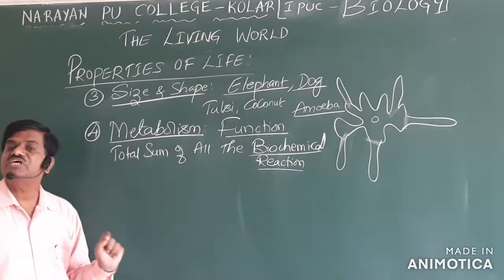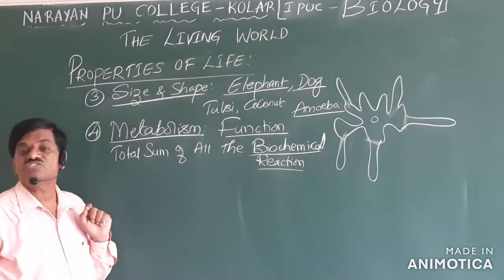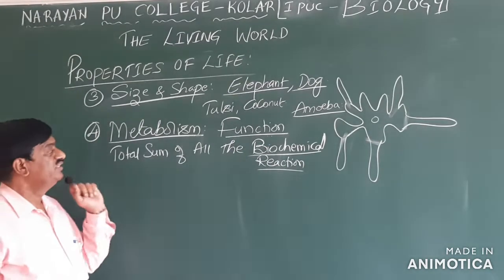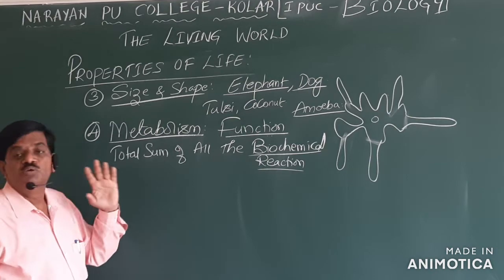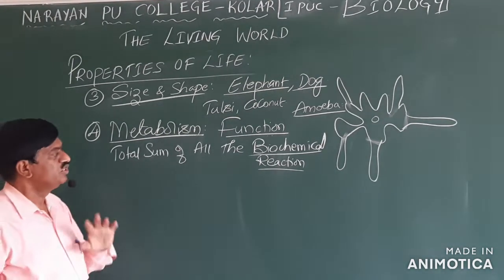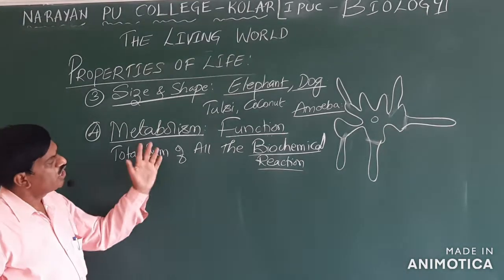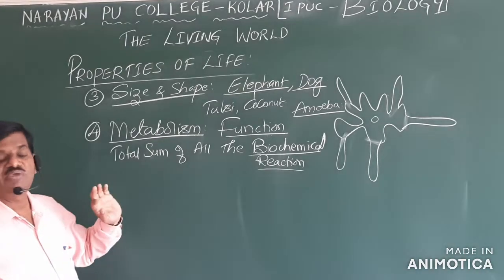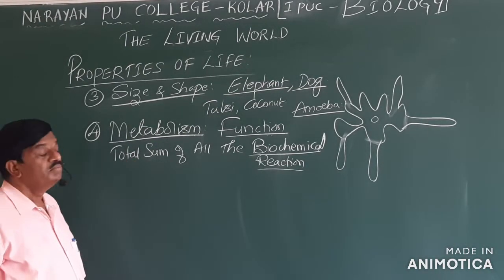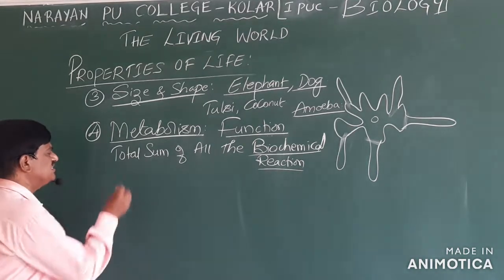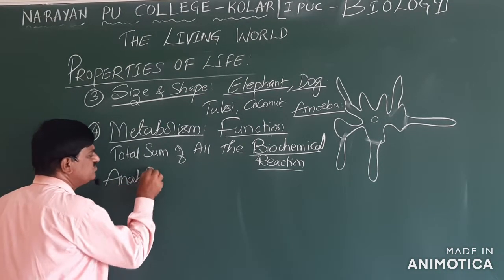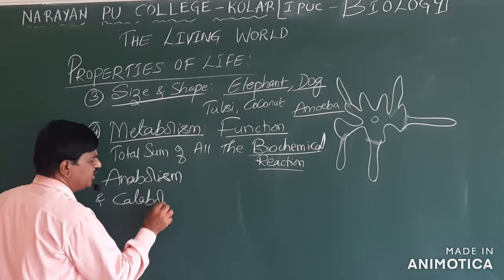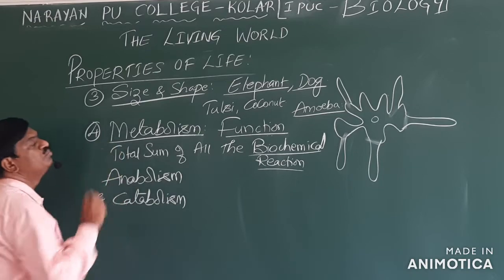In each cell, in the cytoplasm, they have cytoplasmic organelles along with a nucleus. It is going to command the cytoplasmic organelles. Here, protein synthesis, enzyme synthesis, hormone synthesis, vitamin synthesis, all this takes place in a cell. Overall, that can be called biochemical reactions. Metabolism is also defined as anabolism and catabolism. Anabolism and catabolism together are called metabolism.